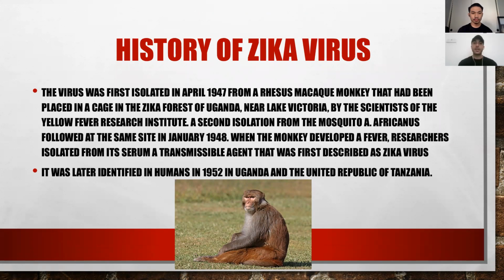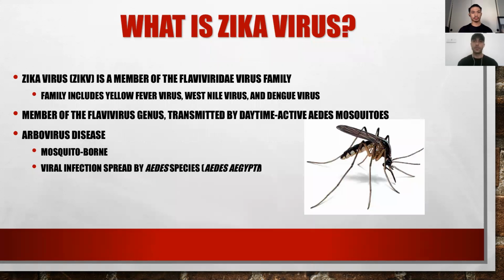So the virus was first isolated in April of 1947 from a rhesus macaque monkey that had been placed in a cage in the Zika forest of Uganda near Lake Victoria by scientists of the Yellow Fever Research Institute. A second isolation from the mosquito followed at the same site in January of 1948. When the monkey had a fever, researchers isolated from its serum a transmissible agent that was first described as the Zika virus. It was later identified in humans in 1952 in Uganda and in the United Republic of Tanzania. So that's a brief history. Next slide.